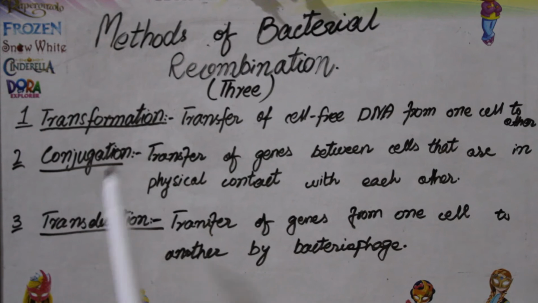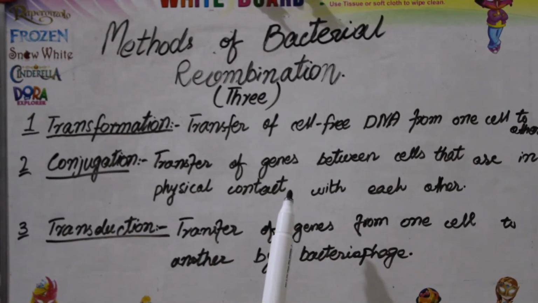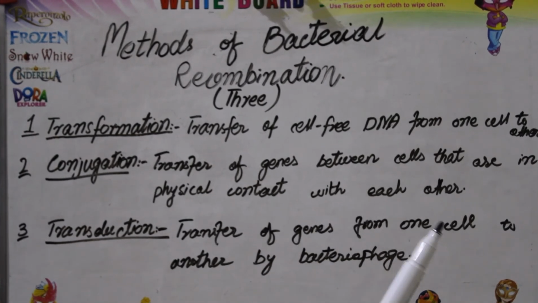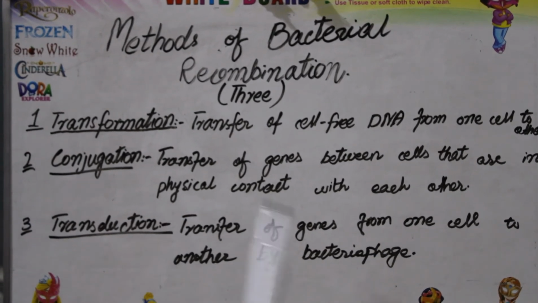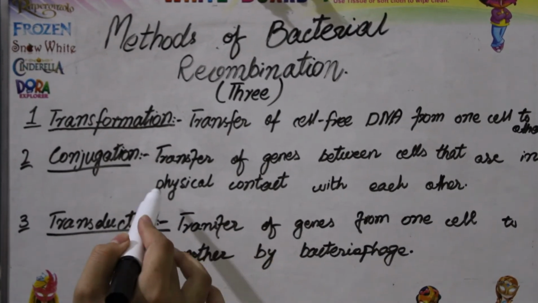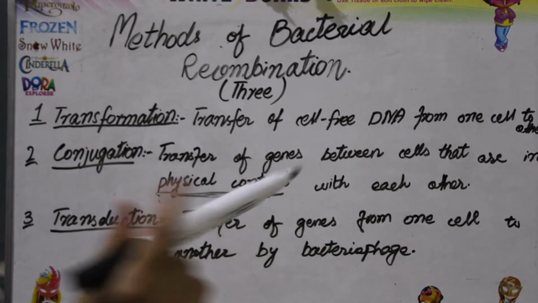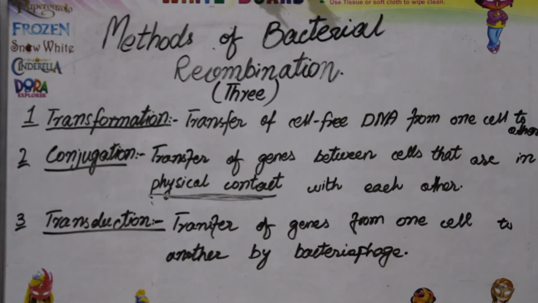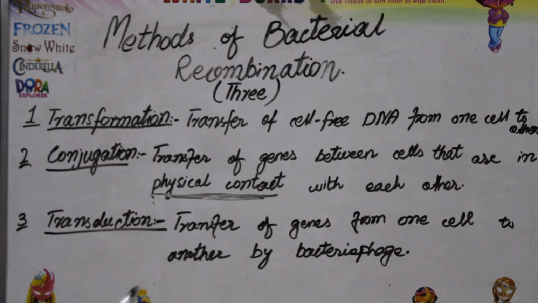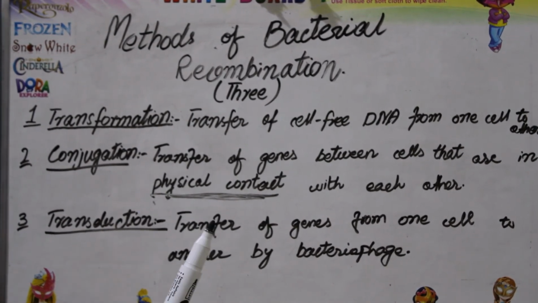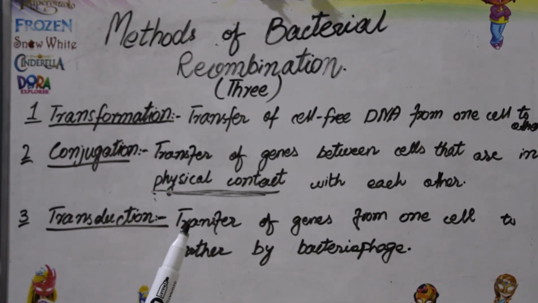Next is conjugation. Conjugation is the process in which genes are transferred between two cells, but they come in physical contact with each other. So this is the point: the physical contact. For conjugation, two cells come in physical contact with each other for the transfer of their genetic material, as they produce conjugation tubes. All these processes we're going to discuss in detail in next videos.